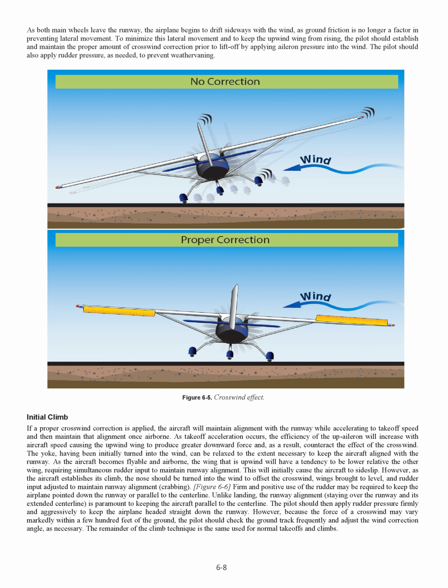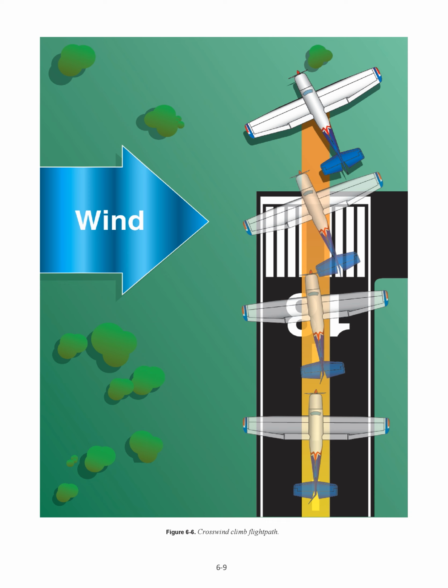The pilot should then apply rudder pressure firmly and aggressively to keep the airplane headed straight down the runway. However, because the force of a crosswind may vary markedly within a few hundred feet of the ground, the pilot should check the ground track frequently and adjust the wind correction angle, as necessary. The remainder of the climb technique is the same used for normal takeoffs and climbs. Figure 6.6. Crosswind climb flight path.